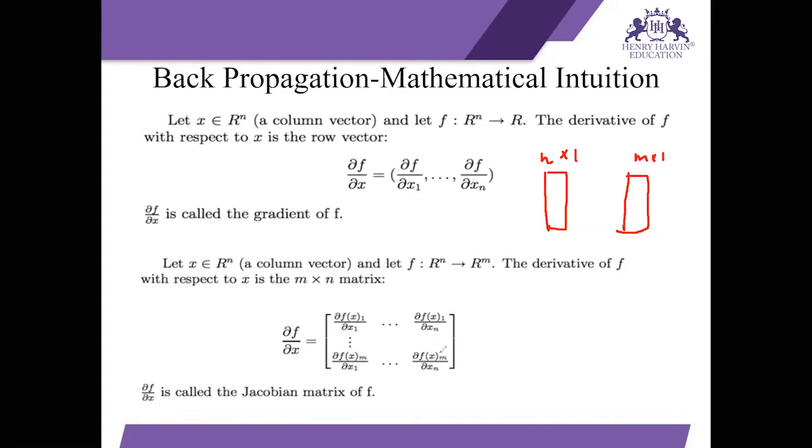And here you can see ∂f_m/∂x_n. So these are the partial derivatives of the first component of the output with respect to all the components of the input vector. So what is the meaning of this? We will look at the components of the Jacobian matrix.